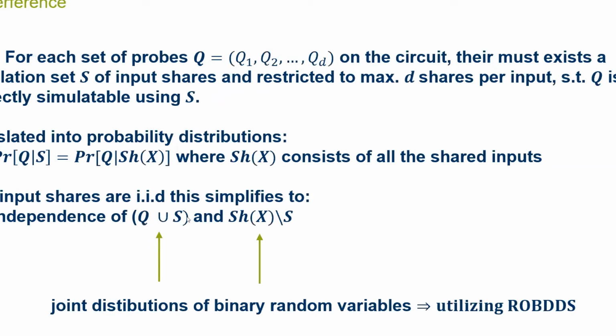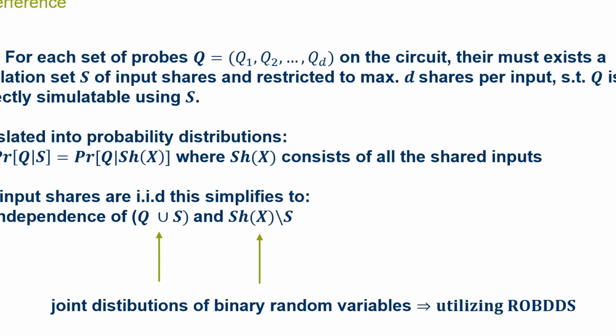Yeah, and then we have non-interference as a security notion, and also strong non-interference and probe-isolating non-interference. They are all based on the simulation argument. So for each probe on the circuit, you should be able to simulate it perfectly by using only a subset of all shares, input shares. And this subset, depending on the security notion, has different constraints.